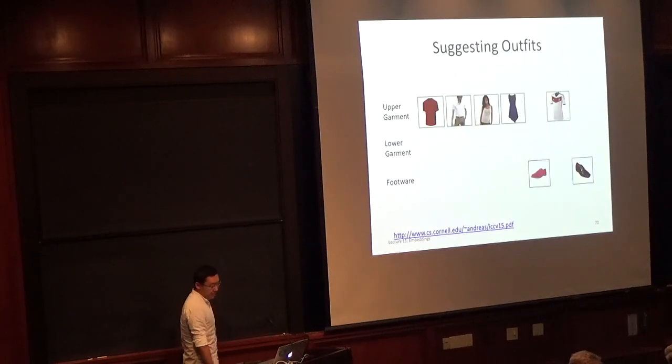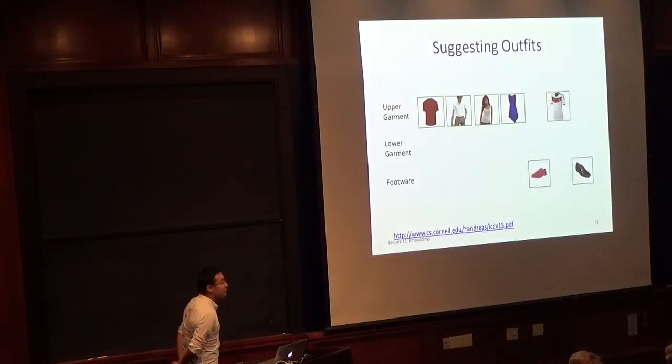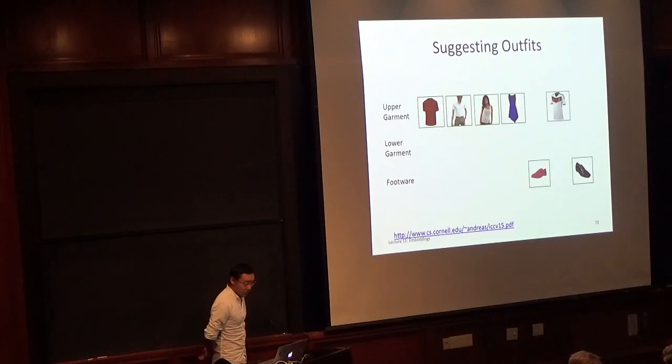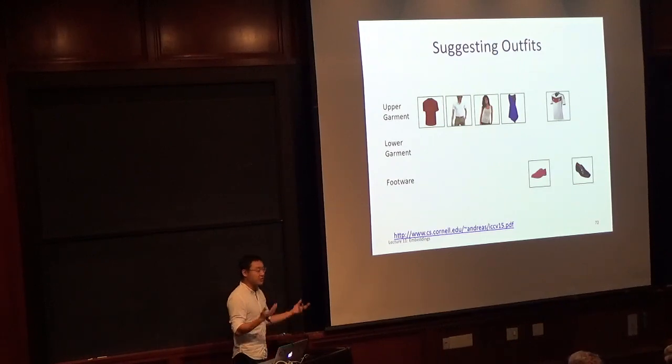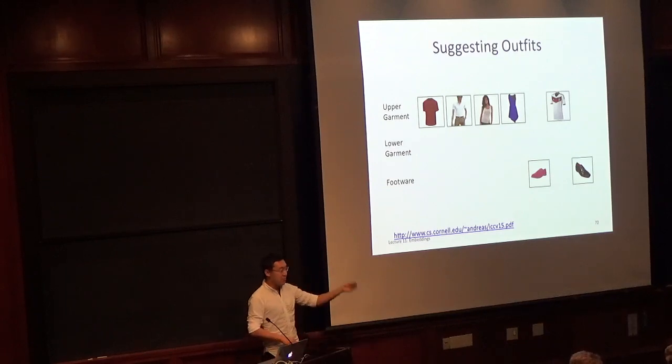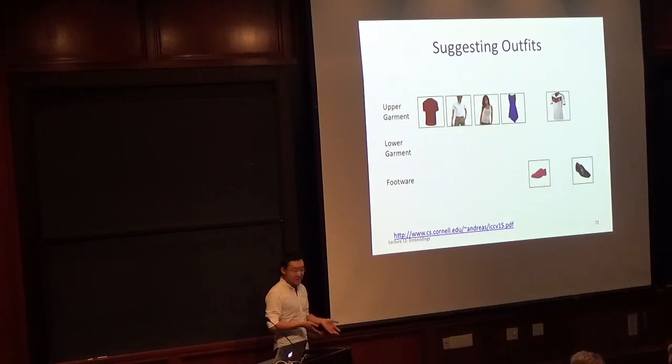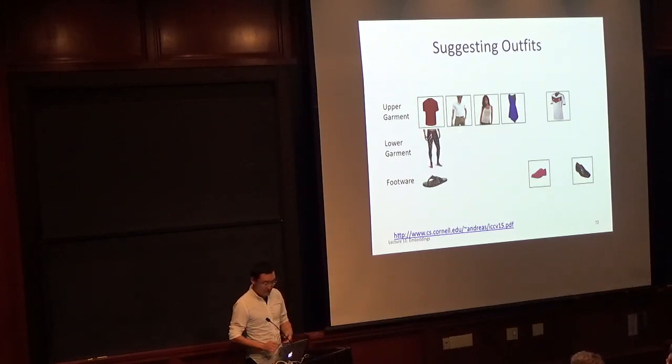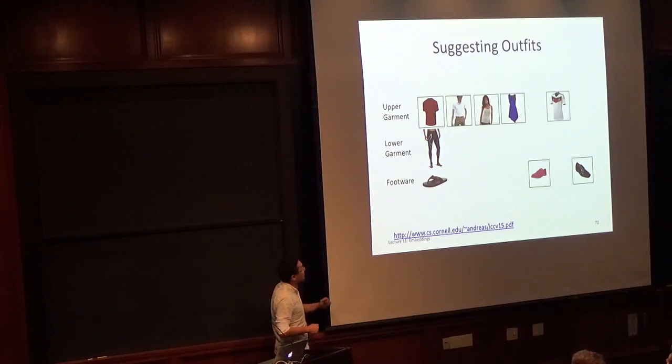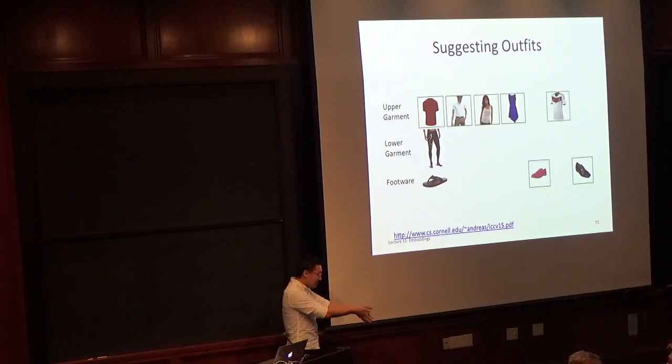Okay, and then you can do other things, like we can suggest outfits. Because we've learned this mapping from images to this embedding space, you can get a brand new piece of clothing, let's say this red t-shirt, and I just map it to this embedding space, and then I can suggest outfits in other clothing categories that the model in the embedding space thinks are visually compatible.